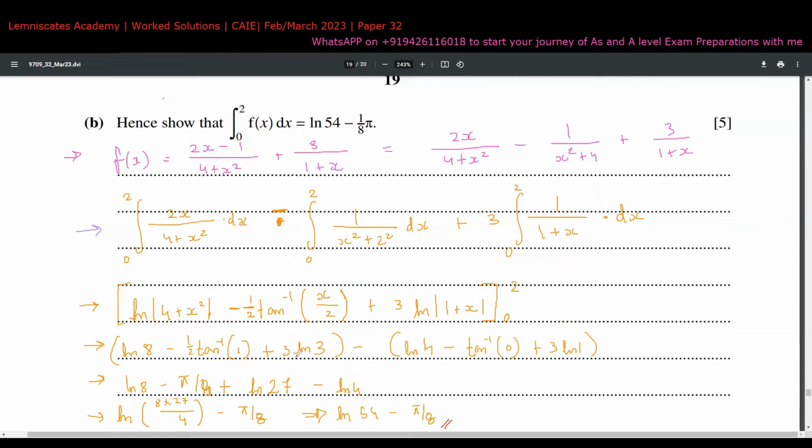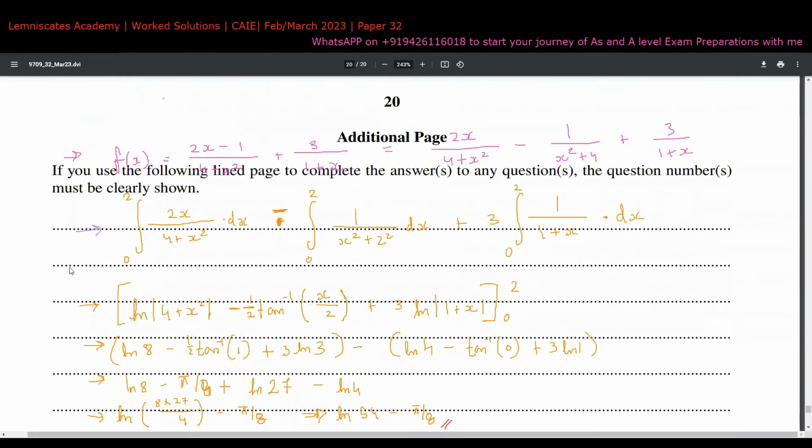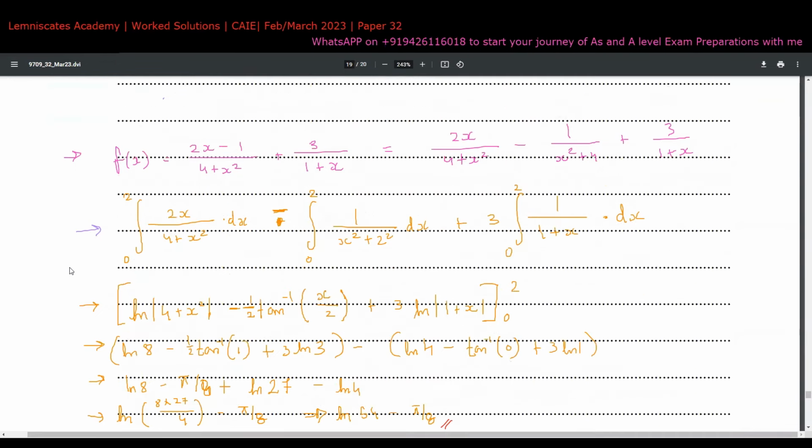All right. So yes, that's, I guess, the end of this whole paper. Let me cross check if there is part C or not. Yes, so that's the end of this paper, and I wish you all the best for your upcoming examinations.